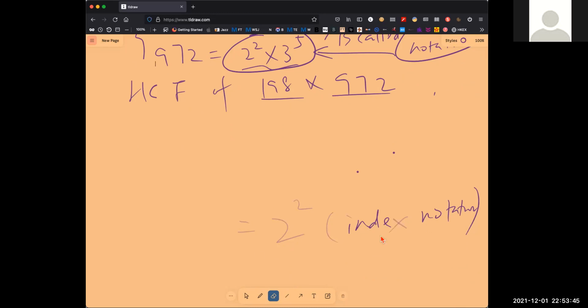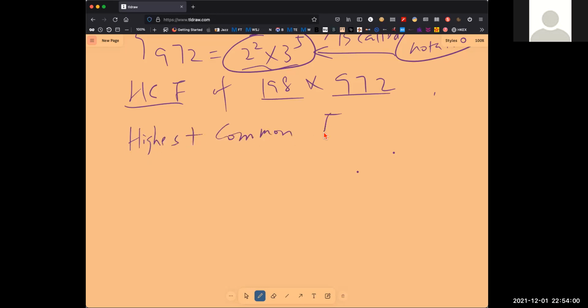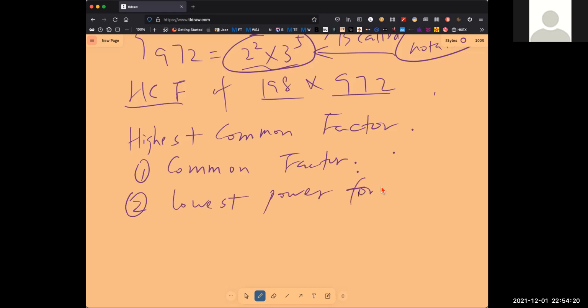Let me just erase this first. Okay, for HCF, just remember the entire format is actually called highest common factor. So for highest common factor, the first requirement is common factor. The second requirement is lowest power for the common factor.